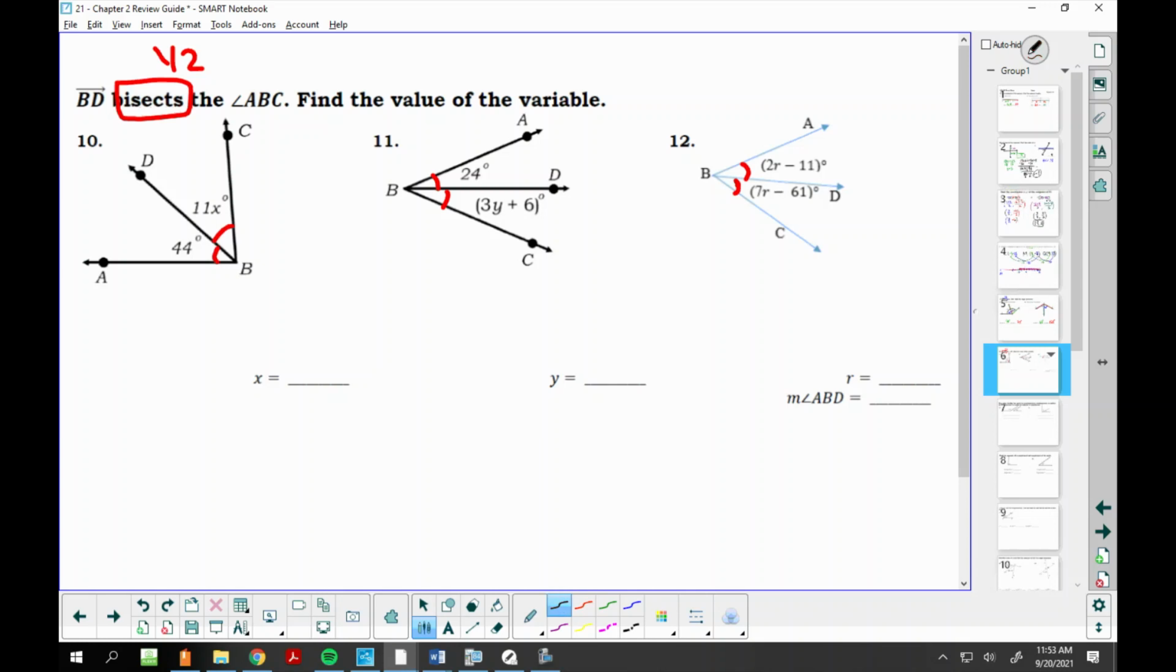If they're congruent, what does that mean algebraically? They equal each other. Does it matter which one I say equals, which one I put first? No, because that's the symmetric property. It doesn't matter. 11x equals 44. Divide both sides by 11, and x equals 4.